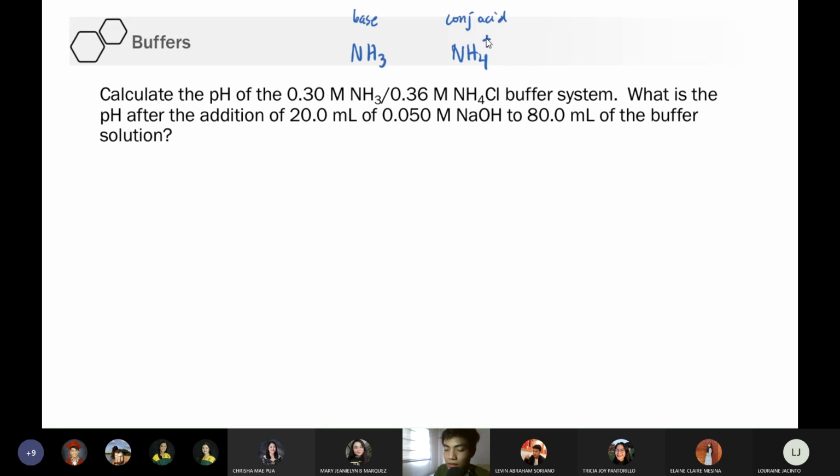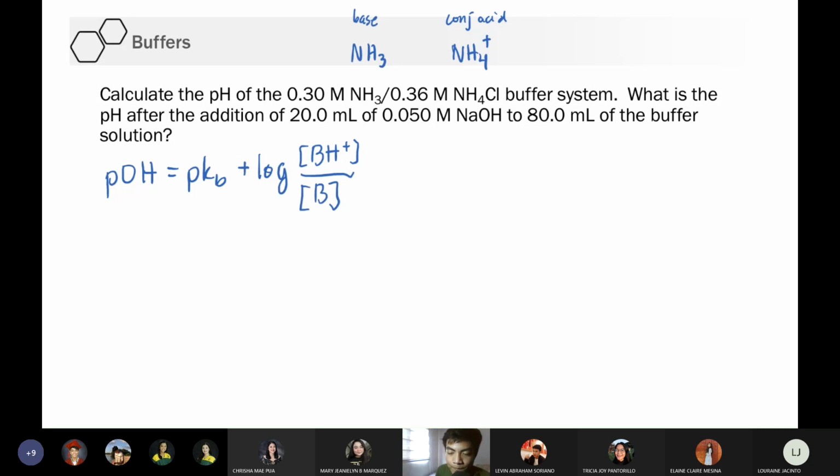So anong equation gagamitin natin dito kapag may buffer system tayo? We have to use the Henderson-Hasselbalch equation. But since base ang meron tayo, we will use the other version of the Henderson-Hasselbalch equation. pOH equals pKb plus log conjugate acid divided by the base.